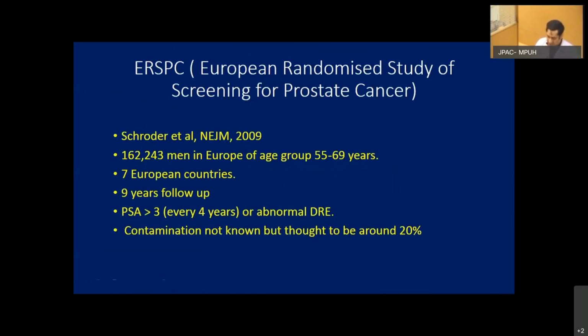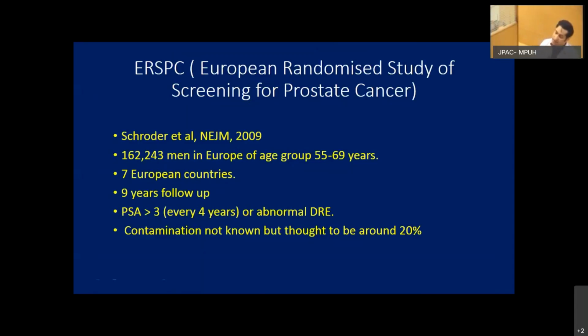Then the European study, that is the European Randomized Study of Screening for Prostate Cancer. It was published in 2009. It had 162,000 males. It was done in 7 countries, and it had a 9-year follow-up. And the PSA cutoff was kept as 3 or abnormal DRE.